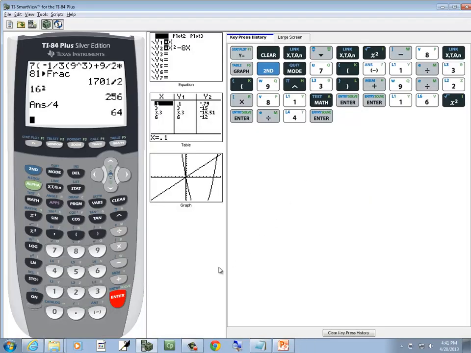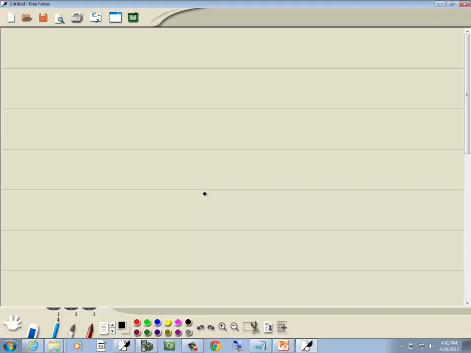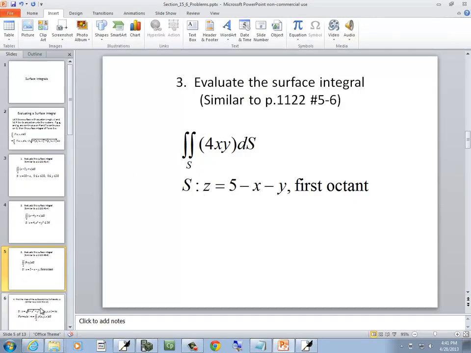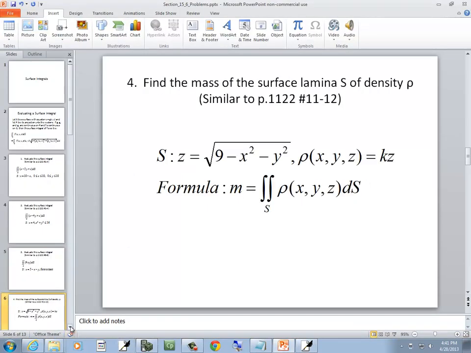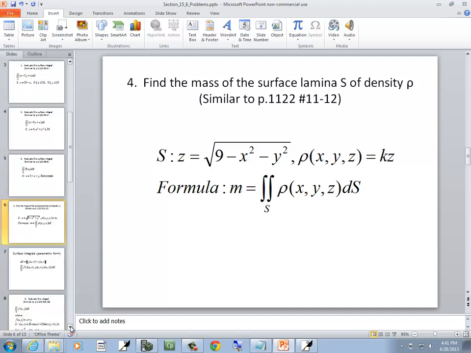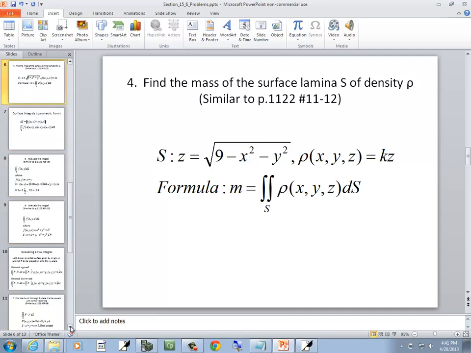And let's take a look at our next problem. This wants us to find the mass of the surface lamina, S, of density rho. And you see I give you the formula. We're integrating, we're doing a surface integral, so all that still applies that we've been doing. But instead of a function in there, we have a rho, which is a function of sorts.